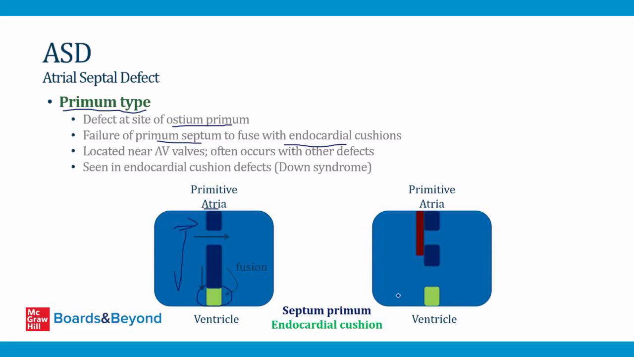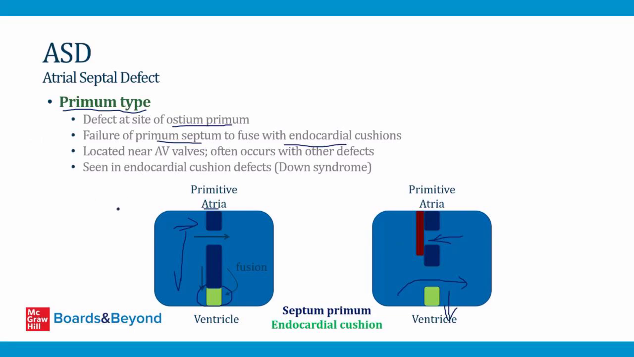Well, if it doesn't grow down and fuse, then you're going to have a hole here, which is going to allow communication between the right and left atria. And that hole, importantly, is going to be very far down, close to the mitral and tricuspid valves. It's not going to be in the middle of the chamber like the secundum type ASDs. And so I've highlighted these points here.